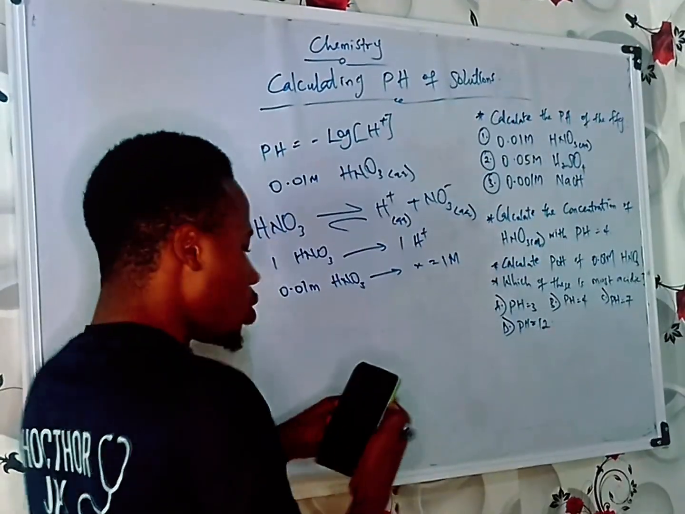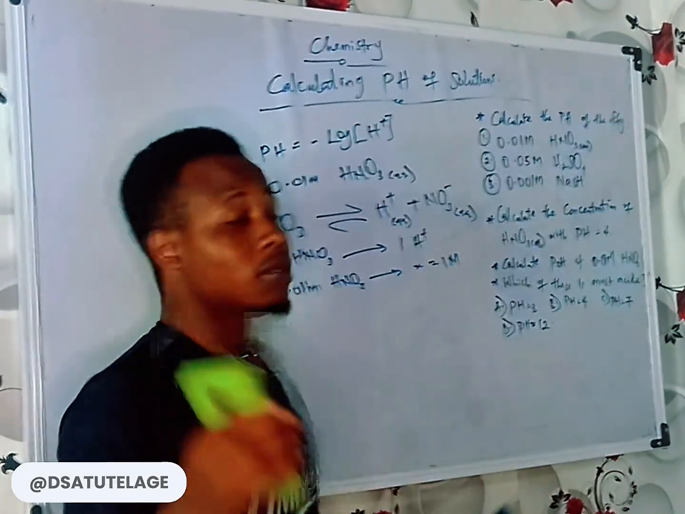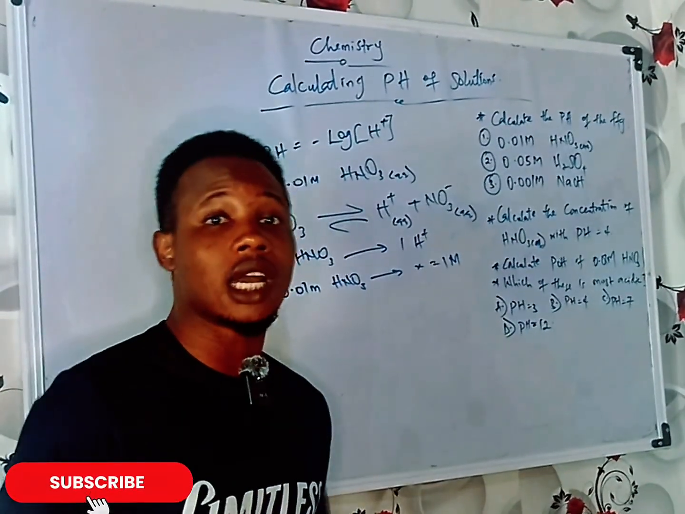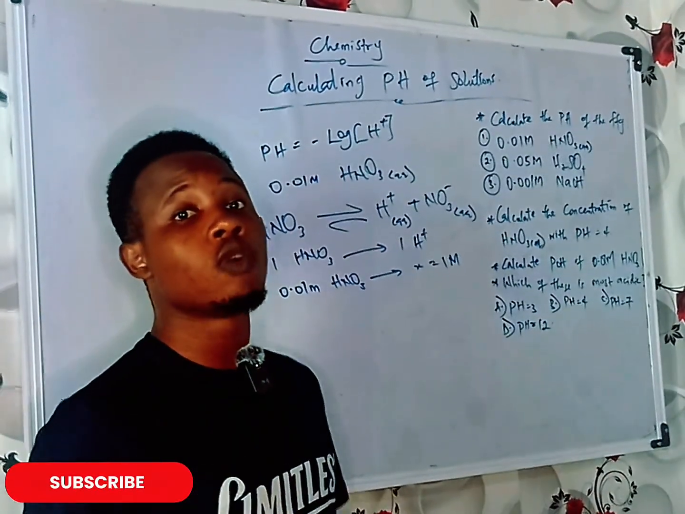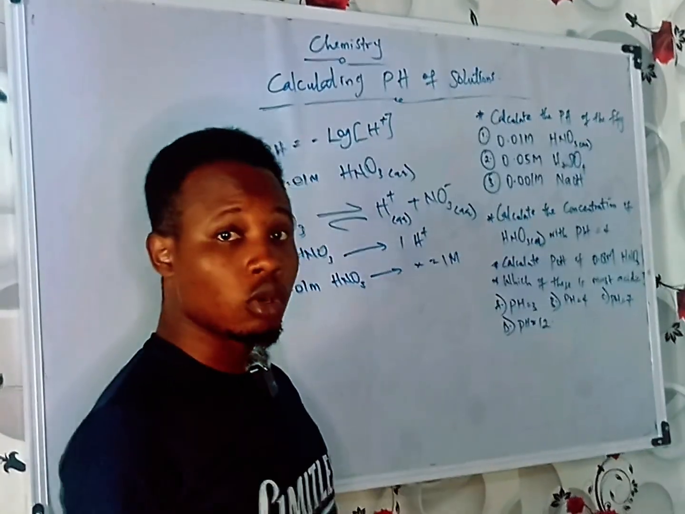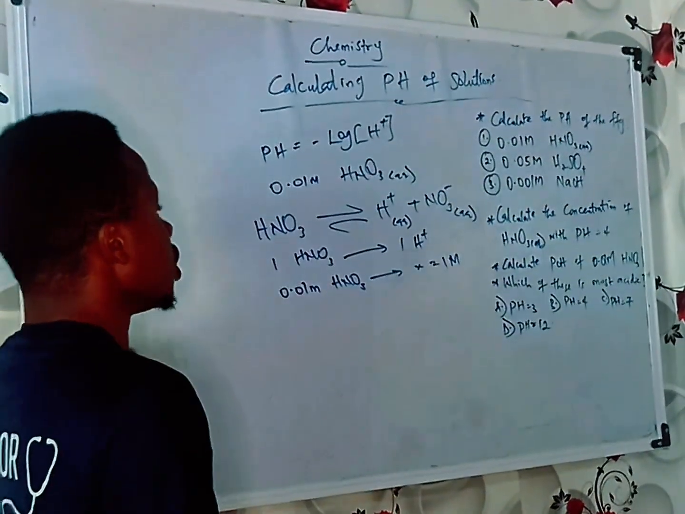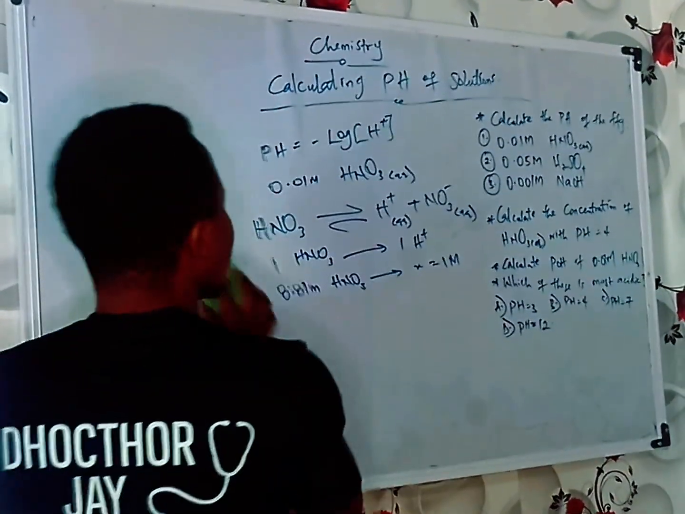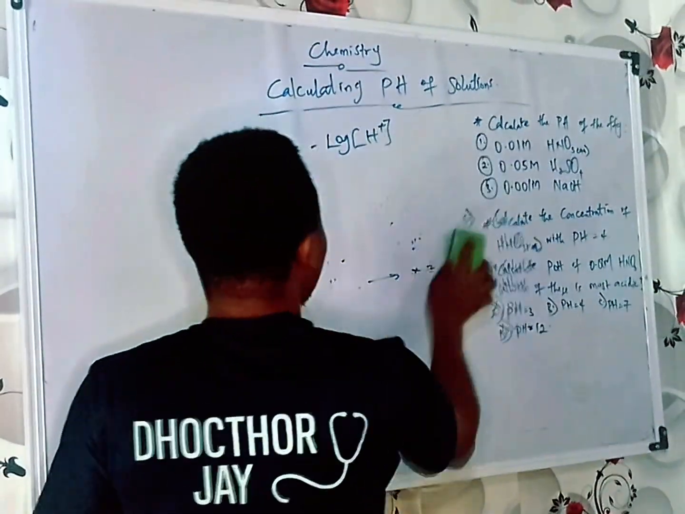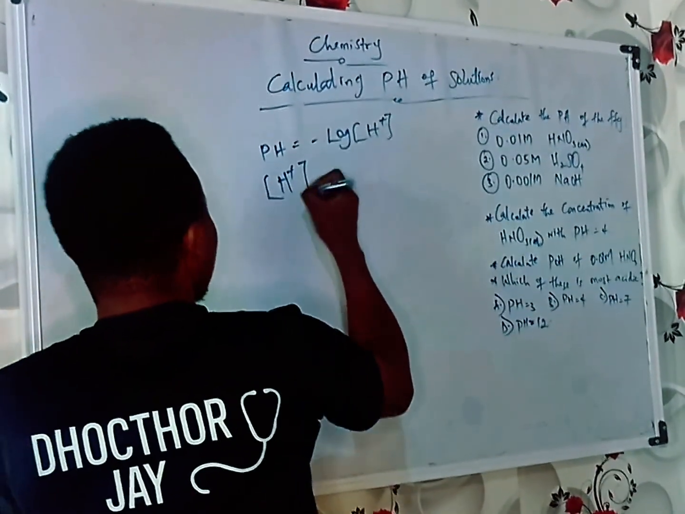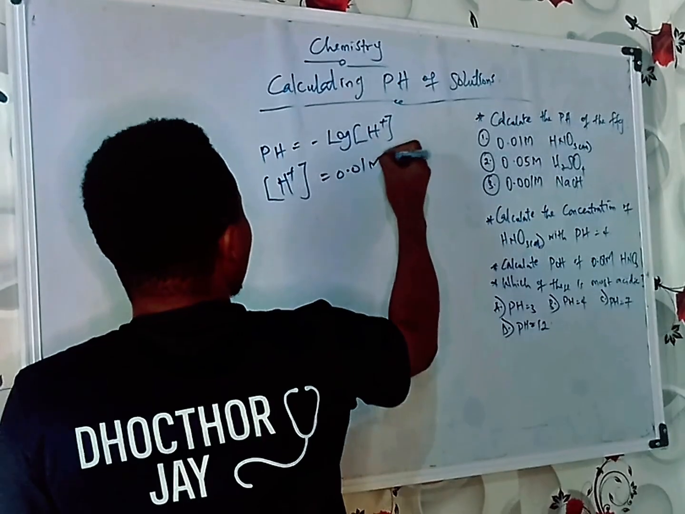All right, don't always think that you're going to get the same answer, because in cases where you have dibasic or tribasic acids like H2SO4 and H3PO4, you may get a different answer. Now let's go. We've gotten the concentration of our H plus to be 0.01 molar. So we write that out. Concentration of H plus is 0.01 molarity.